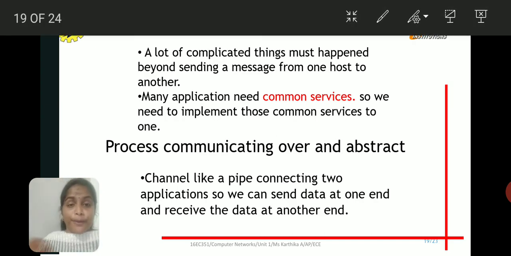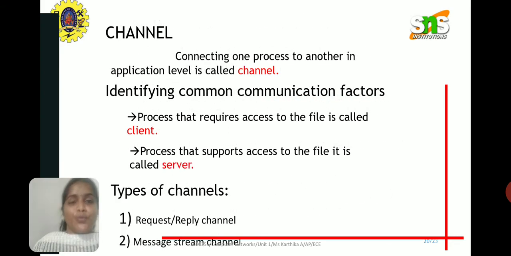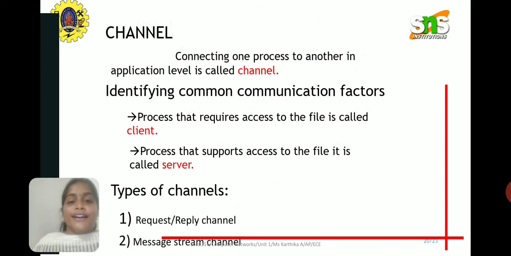Okay, we know that computer networks give huge support for common services. A lot of complicated things must happen beyond sending messages from one host to another. Many applications need common services, so we need to implement those common services in one place. In this we have the channel. A channel is like a pipe connecting two applications, so we can send data at one end and receive the data at the other end. What's the use of a channel in computer networks? Connecting one process to another at the application level is called a channel.